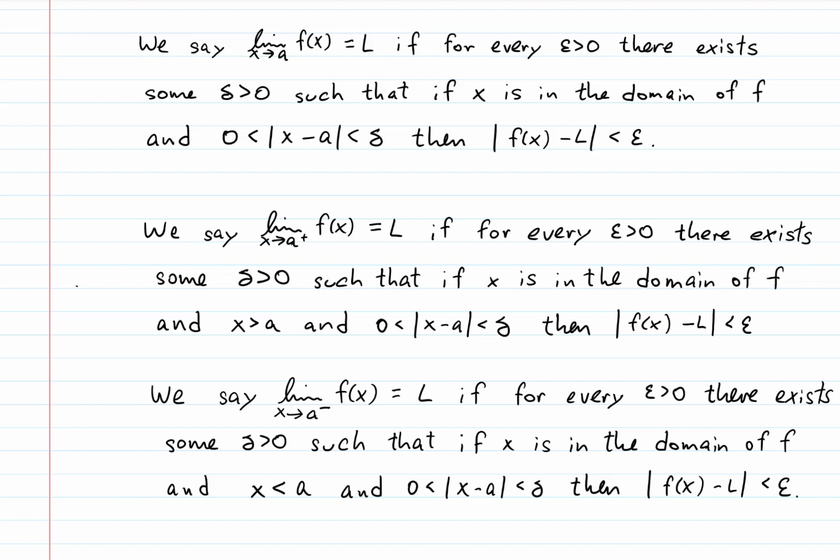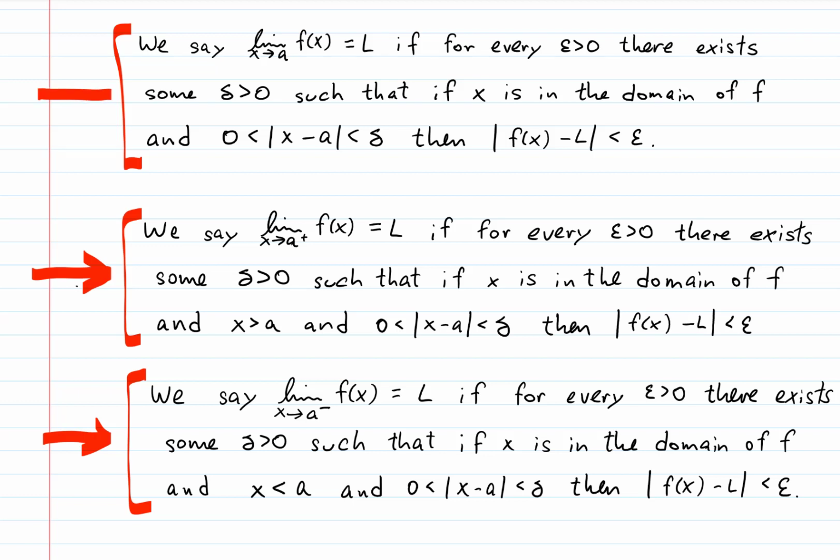Okay? So we have a right-hand limit and a left-hand limit. If these two equal each other, then that same value would be the limit. If these two equal two different numbers, then this guy up here would not exist. Okay?